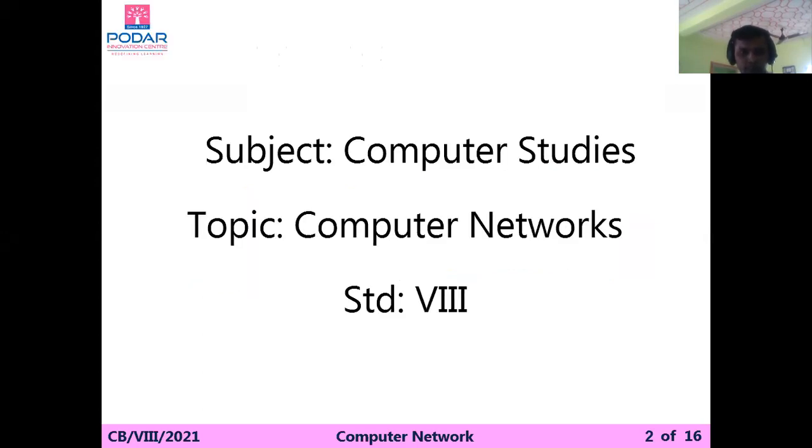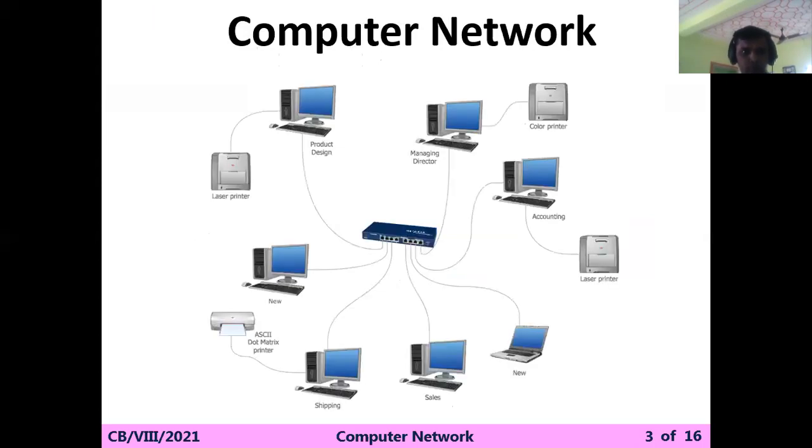Today we revise the lesson of computer networks. See this diagram. You have already learned what a computer network is. A computer network is a system of interconnected computers and other devices that help us communicate, share resources, and transfer information from one computer to another computer.